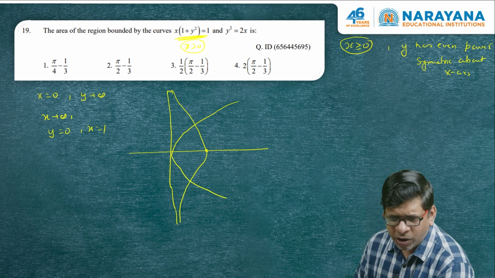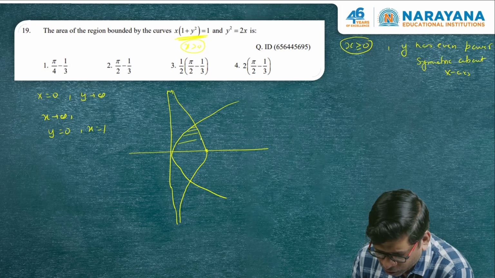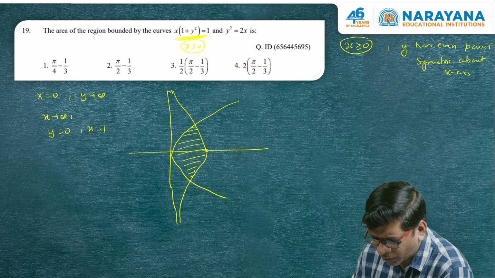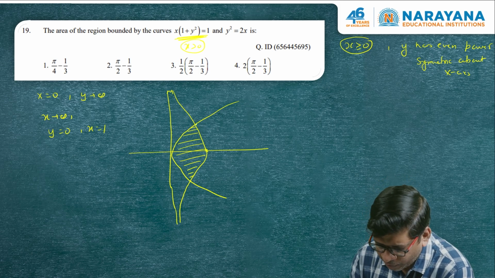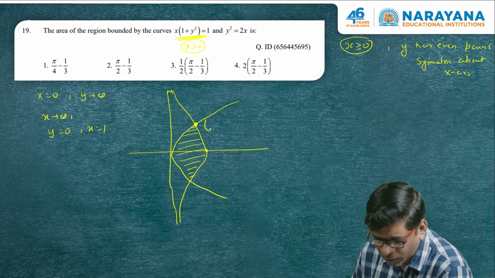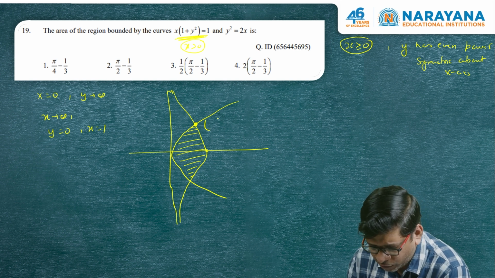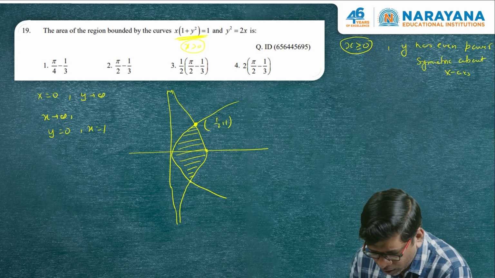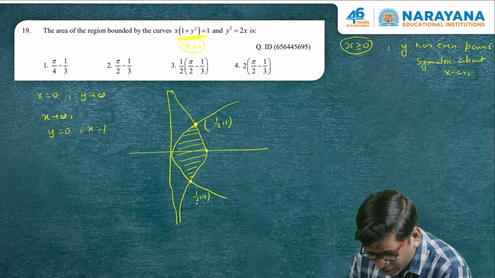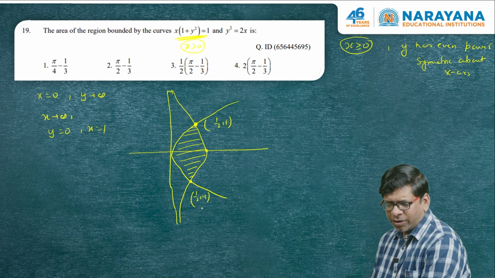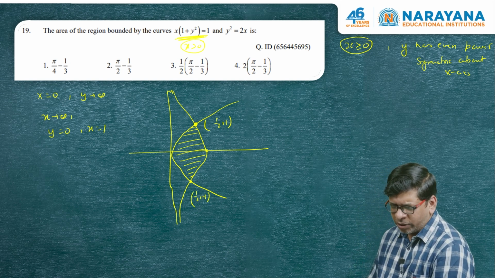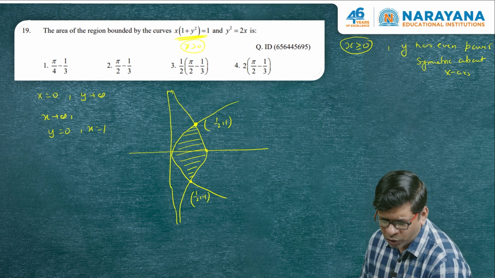Now what they are saying is area of the region bounded by these two, means they are talking for these two area. Anyhow we can find however we want, but before that we need this point of intersection. So what is the point of intersection? If you solve, you will get 1 by 2 comma 1, and you will get 1 by 2 comma minus 1. If you put x equal to 1 by 2, y equal to plus minus 1 in both the cases. So 1 by 2 comma 1, 1 by 2 comma minus 1.